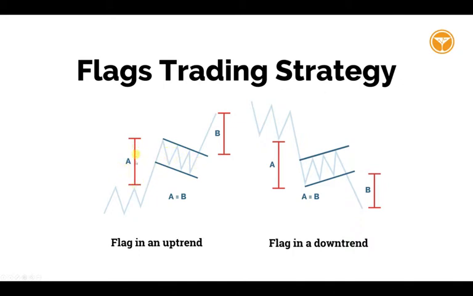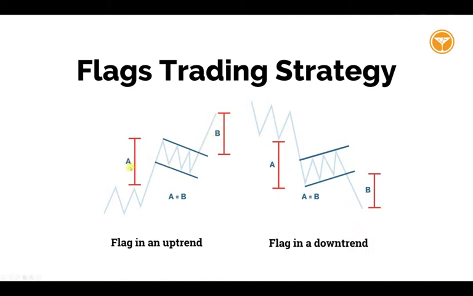Now, if we take the length of A, or the length of the breakout, and we can see here the length of that pole, or the length of that breakout, and then we take that and we project that out to the break of the flag, the area of B, we can see that it equals the same.